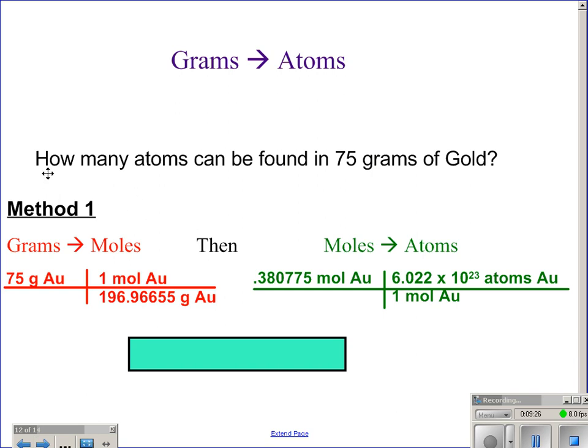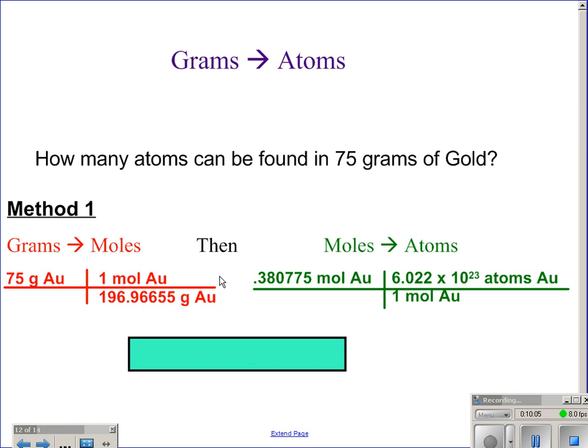First method. You're given this question. How many atoms can be found in 75 grams of gold? So you're given grams of gold. We do have a conversion to go from grams to moles. So why don't we plug into that first? So we have 75 grams of gold, and we have the atomic mass for gold, 196.96655 grams of gold. And that's how much 1 mole of gold weighs. So we can do this, calculate, and come up with the number of moles of gold this is.